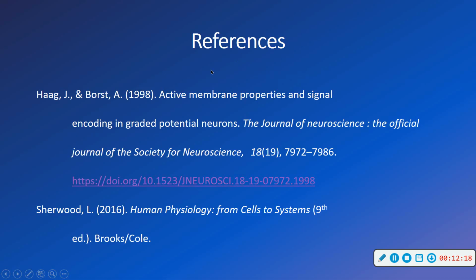And so here are my references. I found the 1998 article here where it talked about those active membrane properties, like the action potential versus the graded potential, and how those signals and information flowed through. And then here is our textbook.